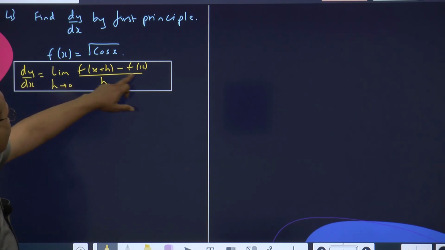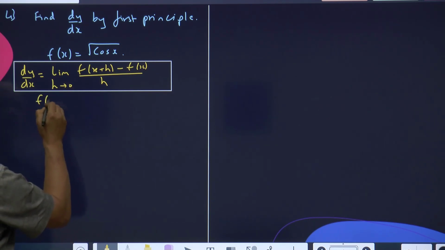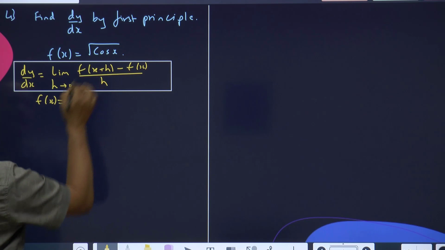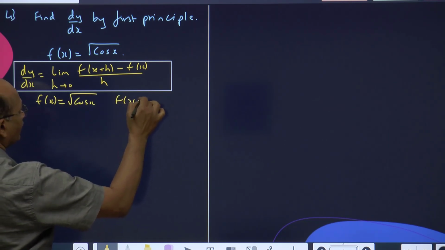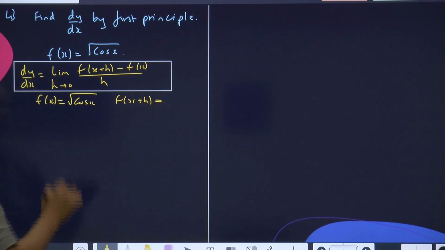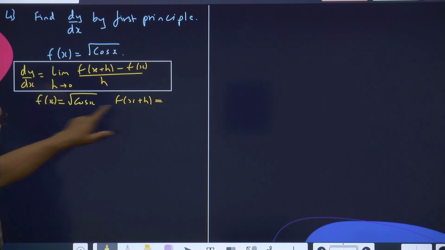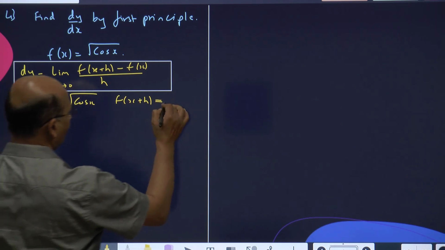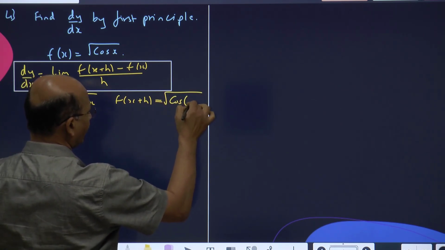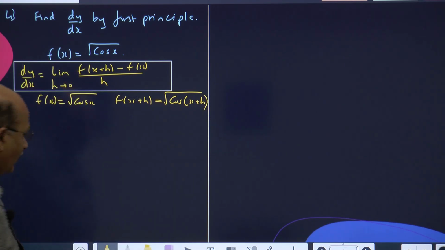f(x) is given to you, so I have to find f(x+h). So I will just write f(x) for your information. f(x) is nothing but root of cos x, and f(x+h) is the next thing you require. So remember, f(x) is root of cos x. So for f(x+h), x is replaced by x+h. In the sum also, x will be replaced by x+h. So this will become root of cos(x+h). Take these two values and put them in the formula.